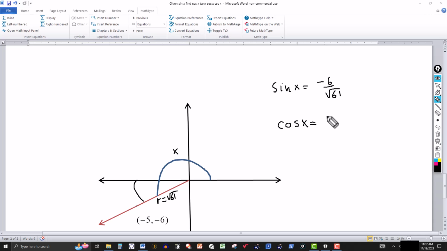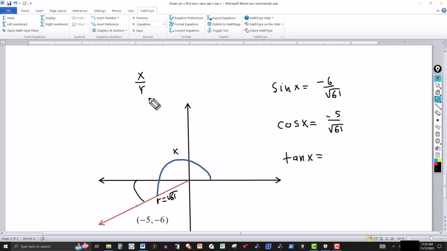So in this case, it's minus 5. Cosine is the x component of that point, minus 5, over the radius. That was, of course, remember, the hypotenuse of the right triangle. The tangent of the angle is the y over x. Y over x, that's by definition.